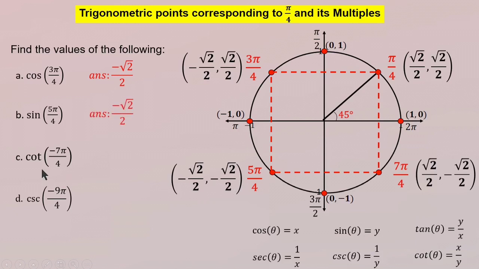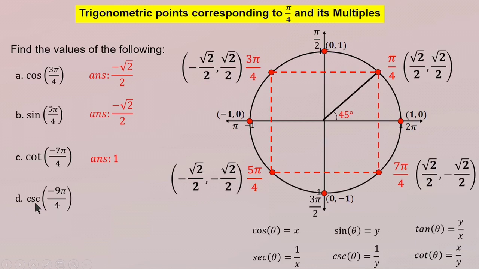Next, letter C, cotangent negative 7 pi over 4. It is negative, so we start with this point and count 7 times in a clockwise direction. 1, 2, 3, 4, 5, 6, 7. It coincides with this point, and cotangent is equal to x over y, or square root of 2 over 2 over square root of 2 over 2, which is equal to 1.